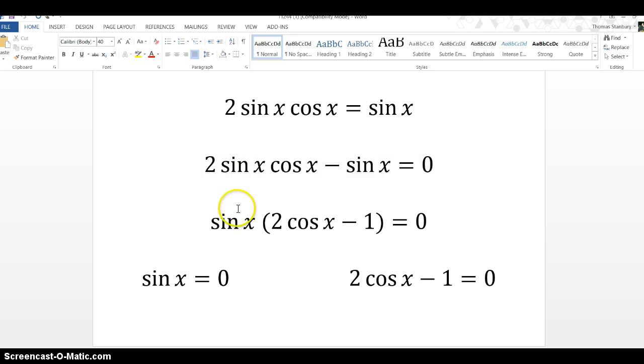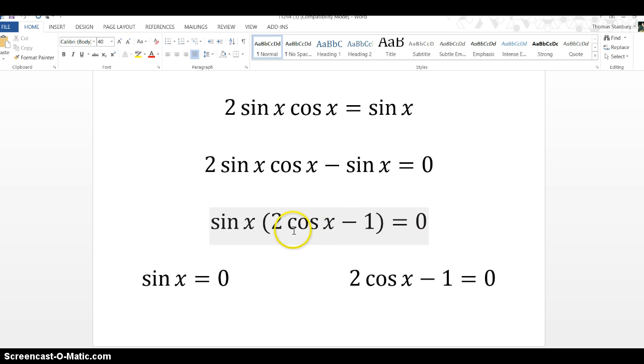If I take out a sine x from here, what's left? 2 cosine x. And if I take a sine x out from here, it's minus 1. We'll check our work. Sine x times 2 cosine x gets me 2 sine x cosine x, and sine x times negative 1 is minus sine x. So this is factored perfectly, and it all equals 0.